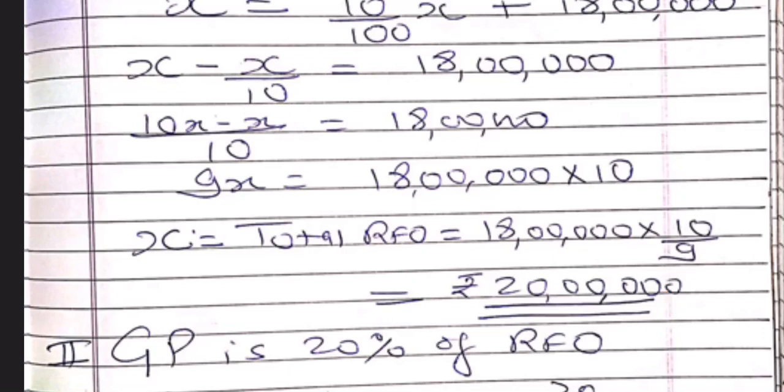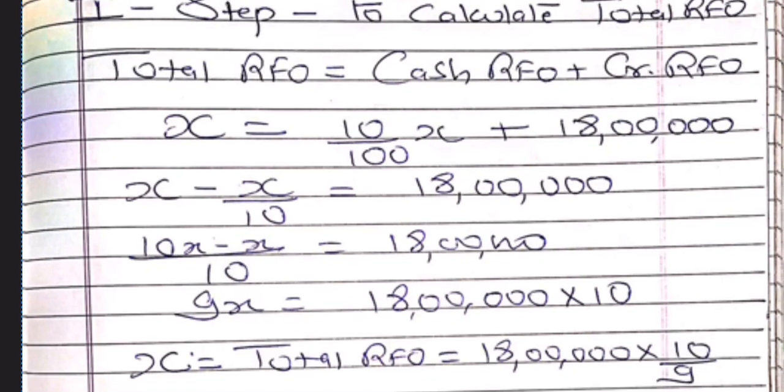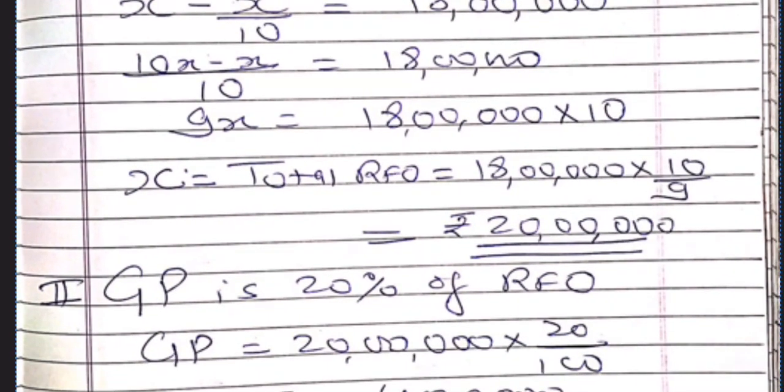Okay. See once again that total RFO is cash plus credit RFO. Total RFO is not given in the question, so assume it to be X. And cash RFO is 10% of the total RFO, that is of X. By solving this equation, we have calculated the value of total RFO. Okay. Now the next stage: GP is 20% of RFO.